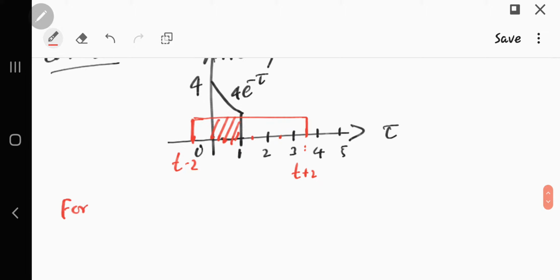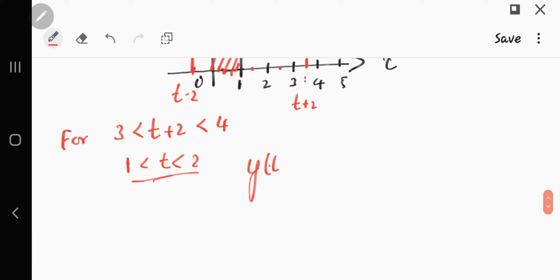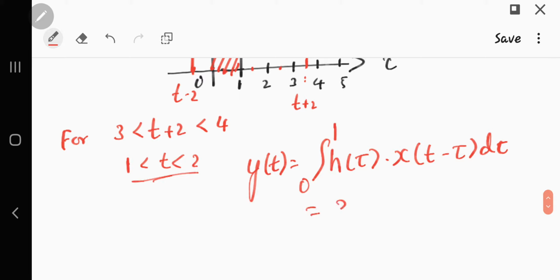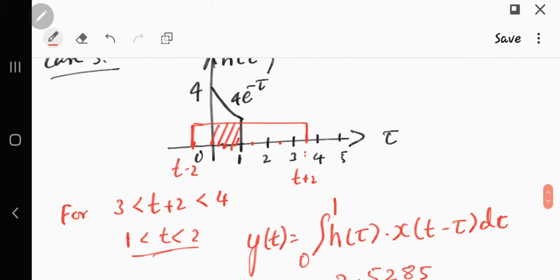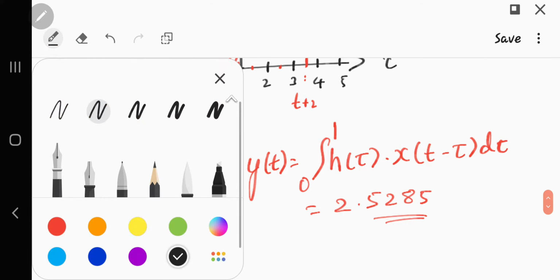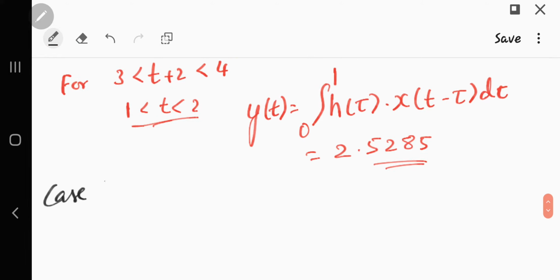Now how do you define the case here? For t plus 2 less than 4 greater than 3, simplify this, you will get 4 minus 2 as 2 and 3 minus 2 as 1. For this duration, again y of t is having the same region as the overlapping one. So the product of these two, when gets integrated, you will get the same answer as before, that is 2.5285. Okay. So next, case 6 here.